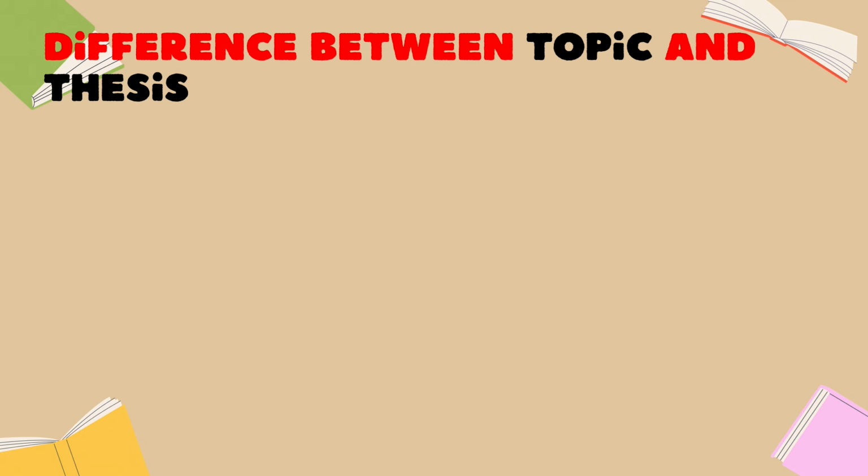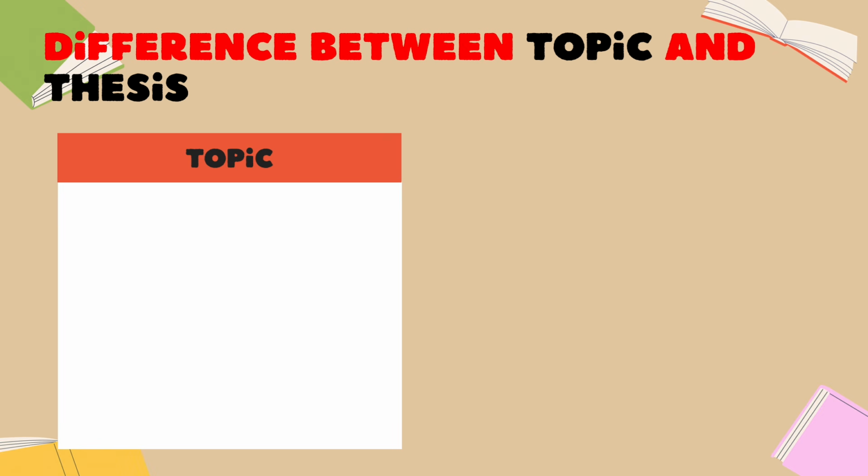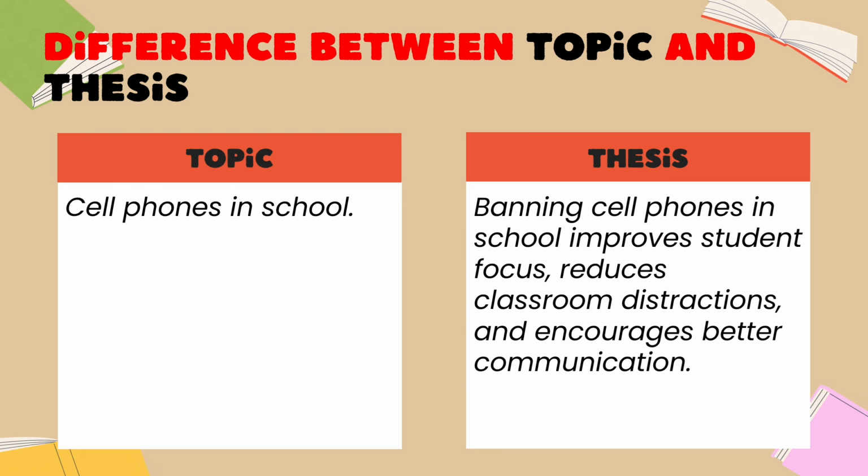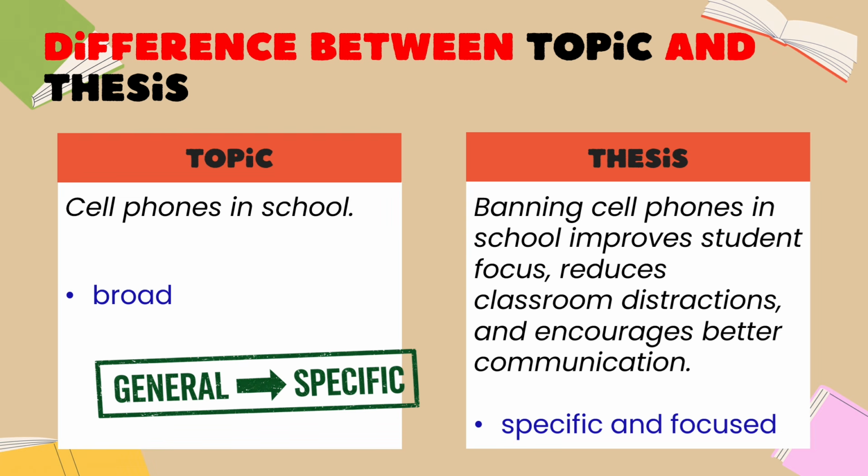Now let us have the difference between topic and thesis. Let us compare. Topic: cell phones in school. Thesis: banning cell phones in school improves student focus, reduces classroom distractions, and encourages better communication. See the difference? The topic is broad. The thesis is specific and focused. Always move from general to specific.